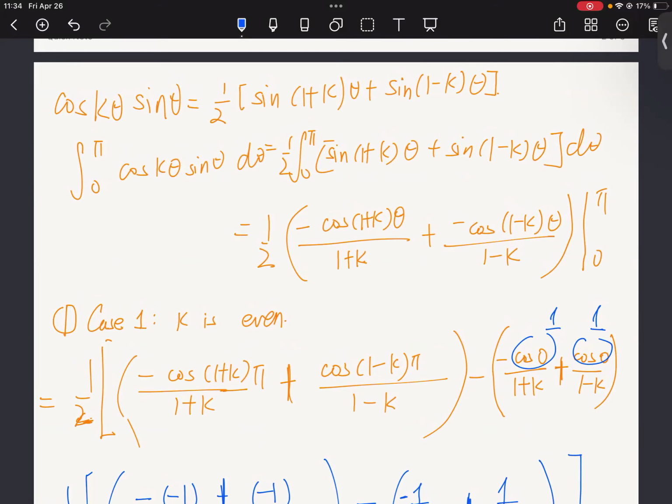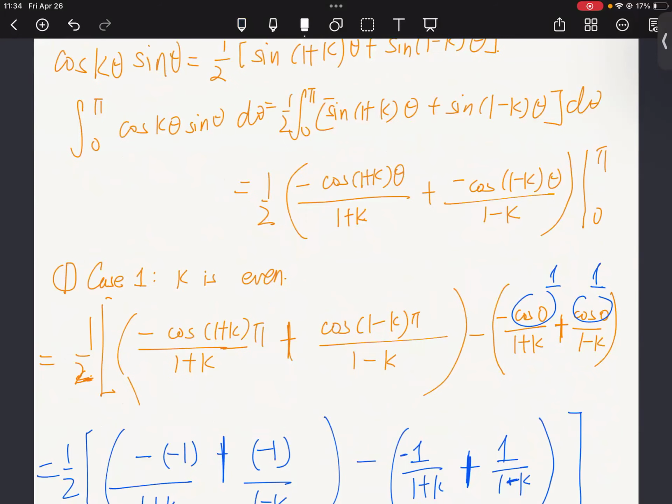Yes, it should be the negative sign. I got it wrong. I changed the negative sign here. It should be the negative sign, the minus sign. Sorry, I changed it to the wrong thing. It should be the minus sign.